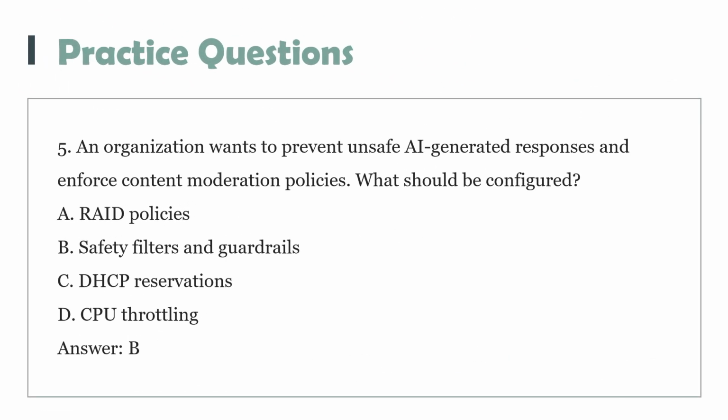5. An organization wants to prevent unsafe AI-generated responses and enforce content moderation policies. What should be configured? A. RAID policies. B. Safety filters and guardrails. C. DHCP reservations. D. CPU throttling. Answer: B.